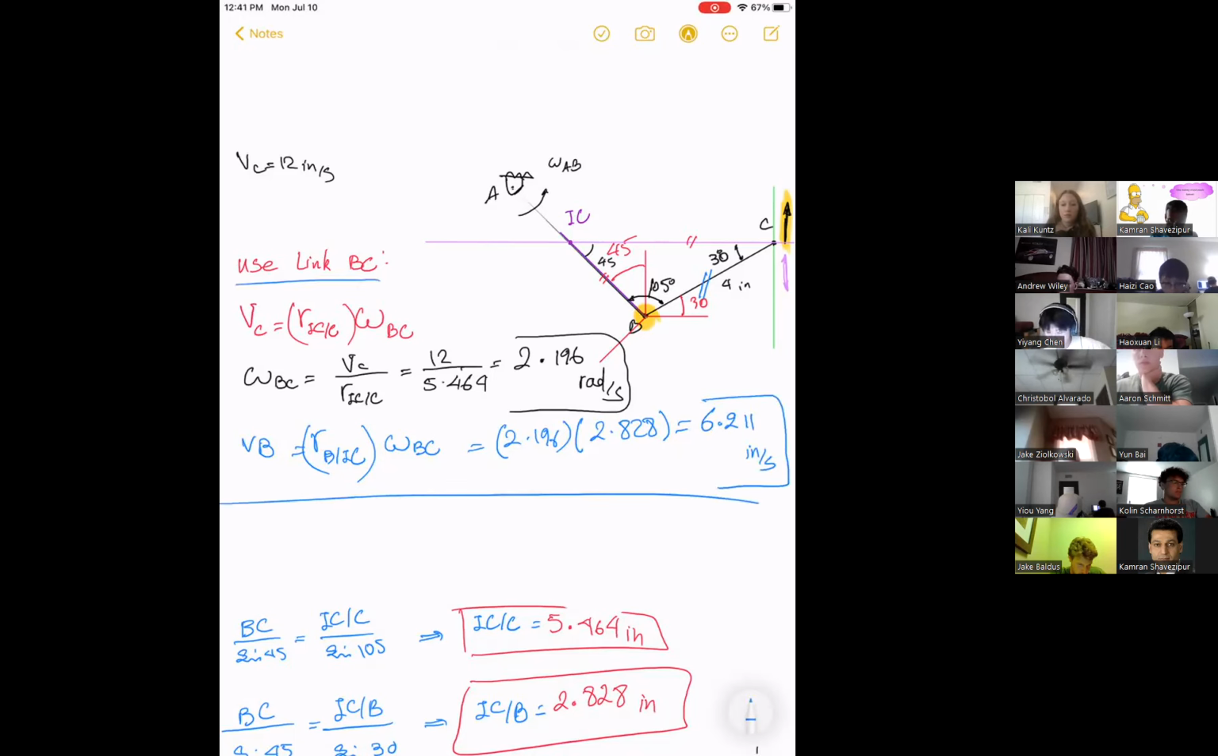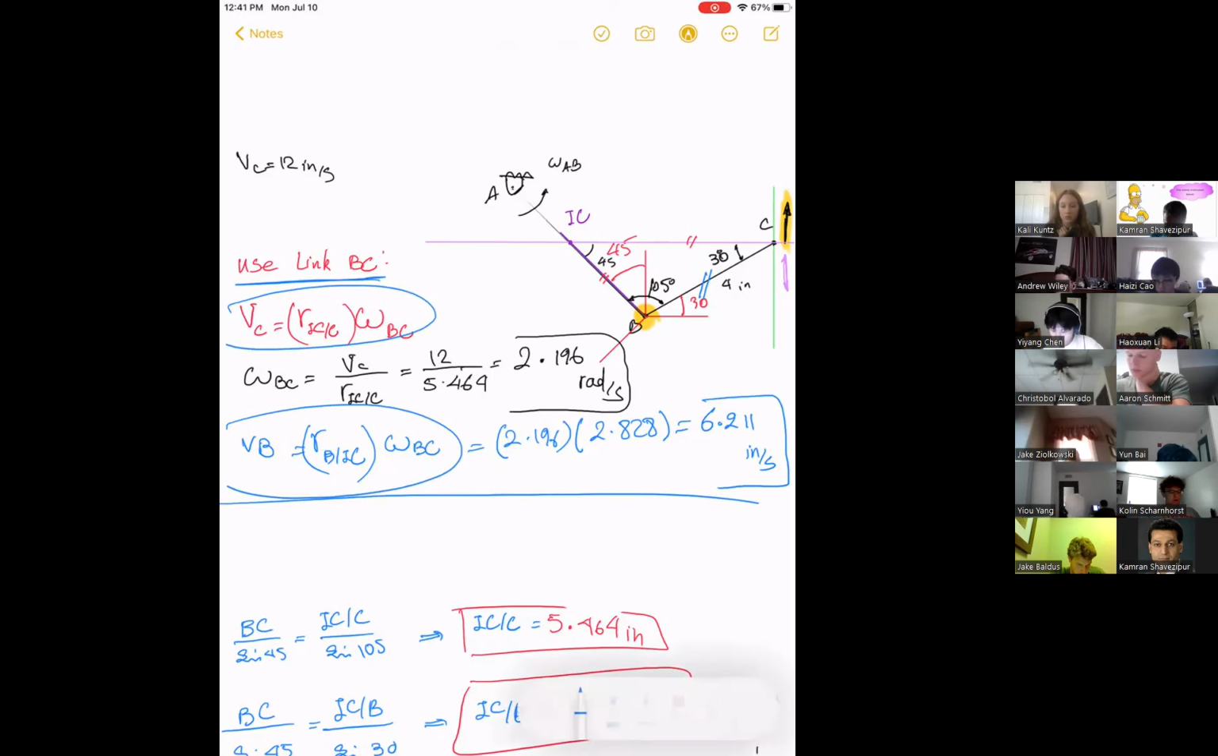So I use link BC, got two velocity equations using IC and solved it. Now the problem asks for omega AB. How do I get omega AB?